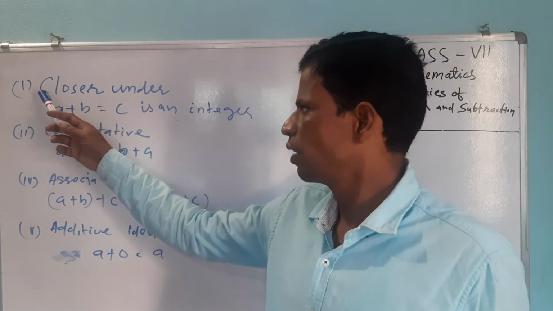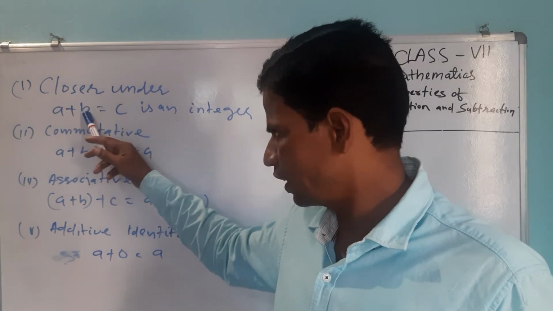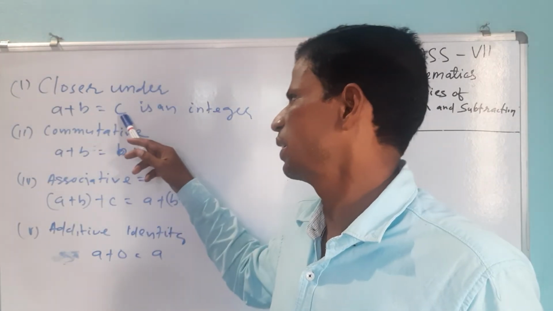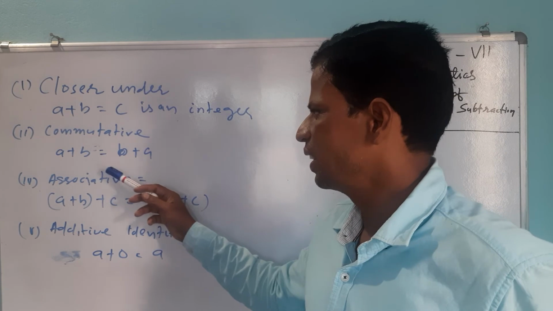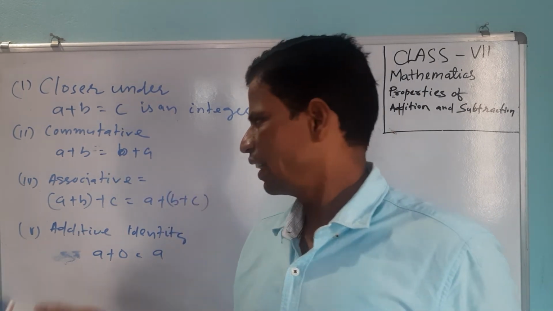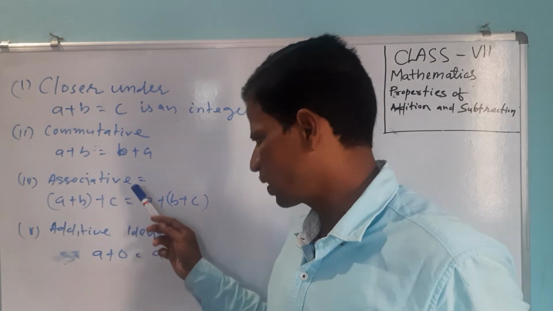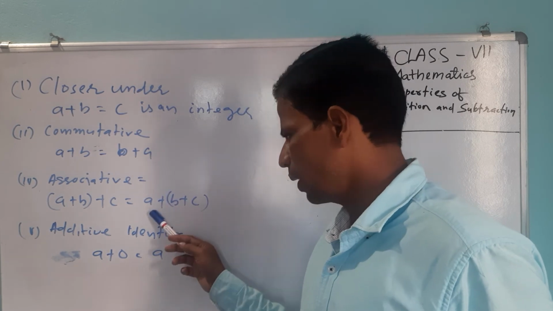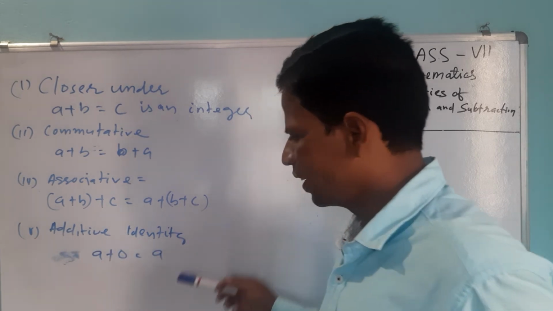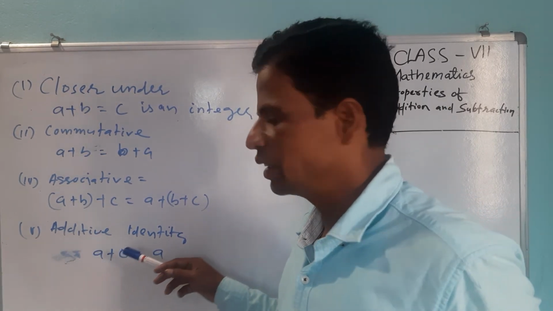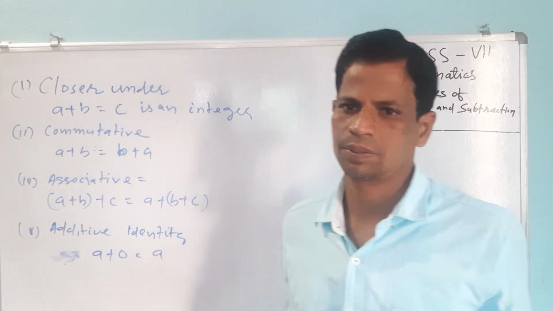Now here look, under closure, a plus b, where a is an integer, b is an integer, c is another integer. In case of commutative, a plus b is equal to b plus a. And in case of associative, a plus b, here is bracket, plus c is equal to a plus b plus c. And identity is a plus 0 is equal to a. This is all about the properties of integers.